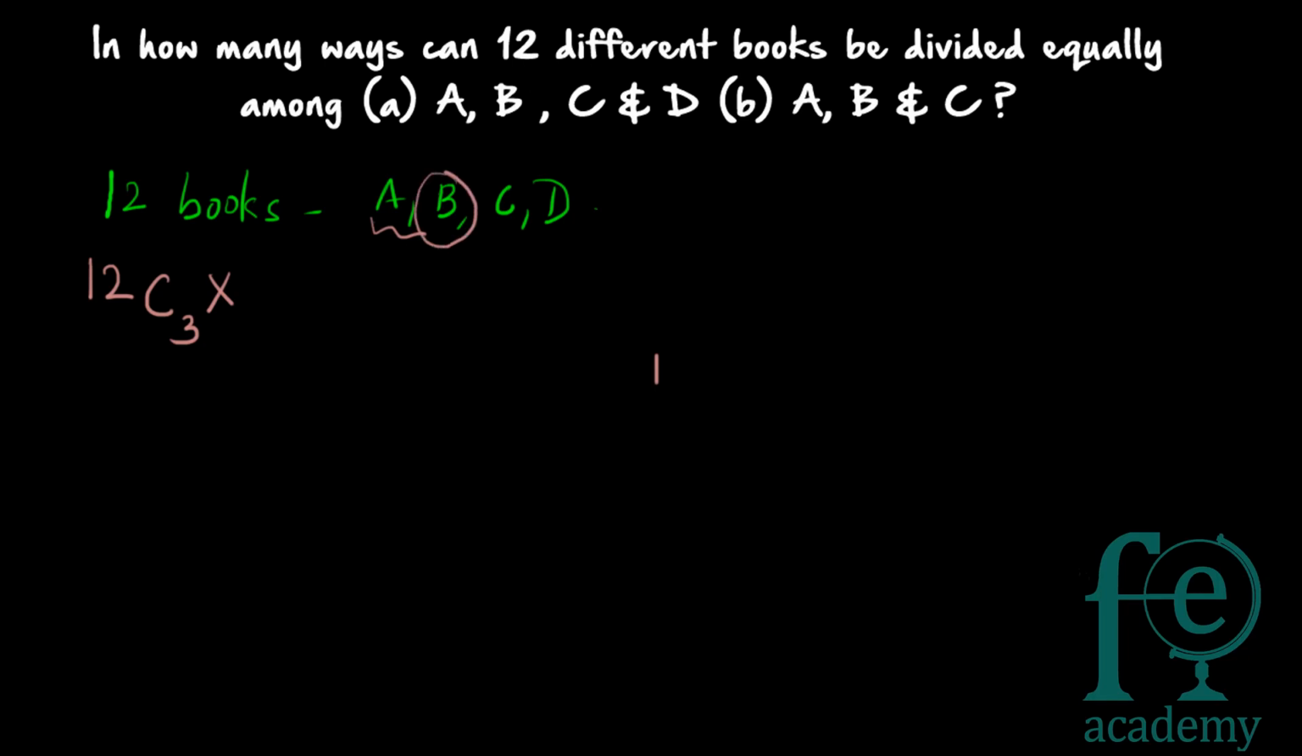Now how many books are remaining? 3 books are already given to A, so remaining books is equal to 9. So out of 9, 3 books are to be selected and given to B. So it can be done in 9 C3 ways.